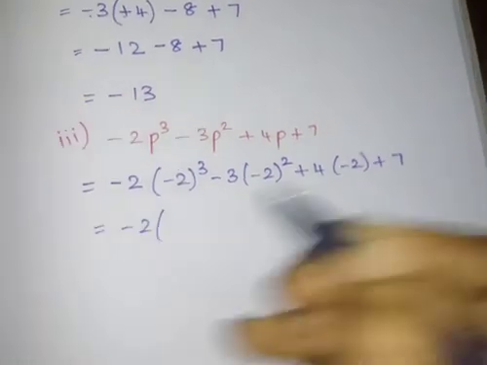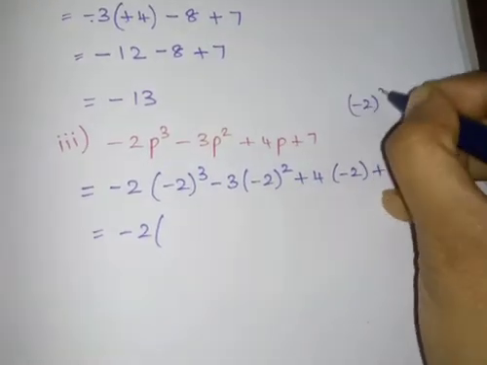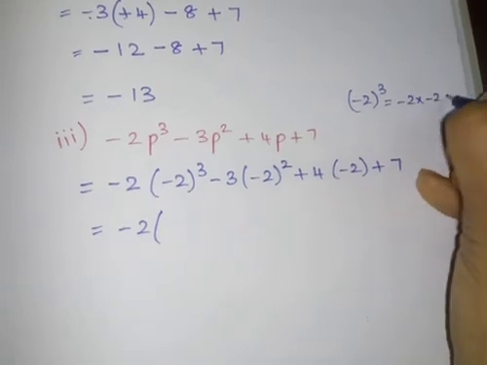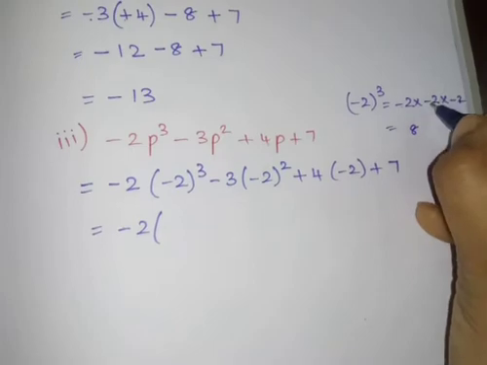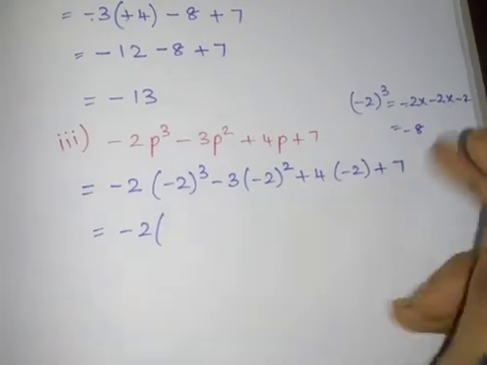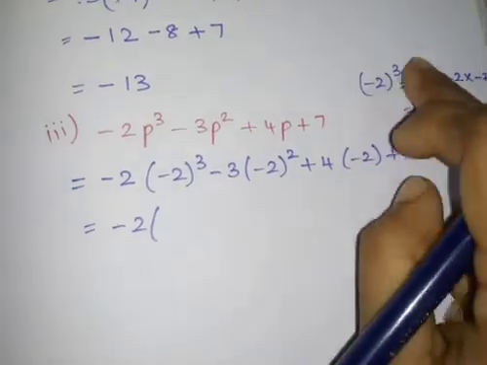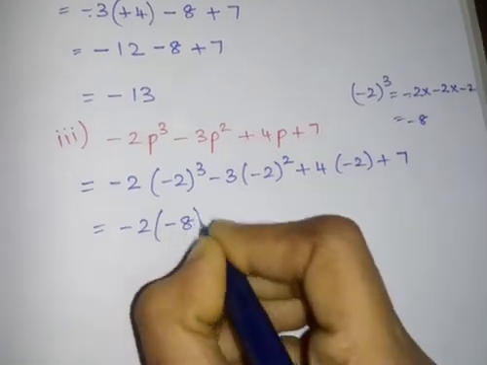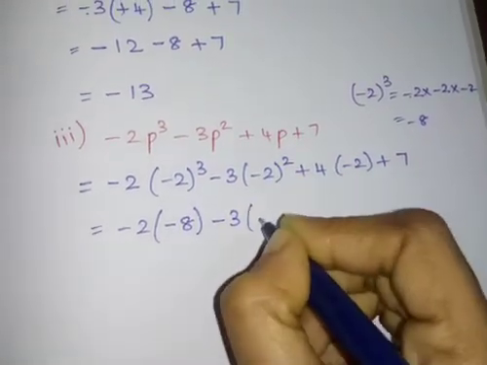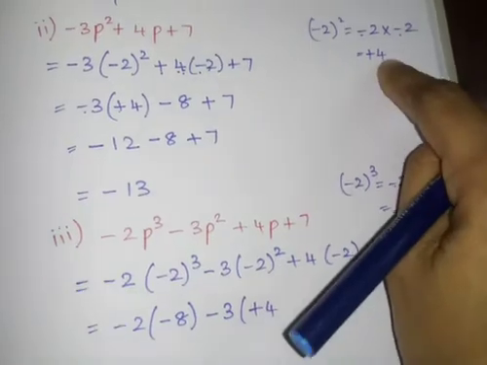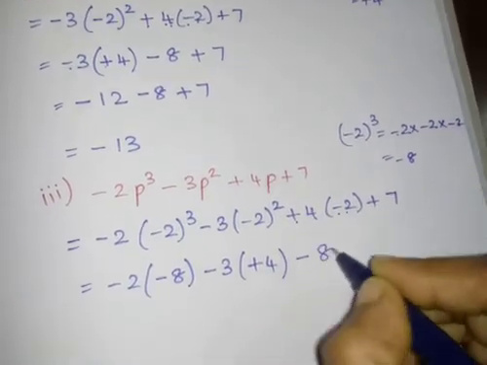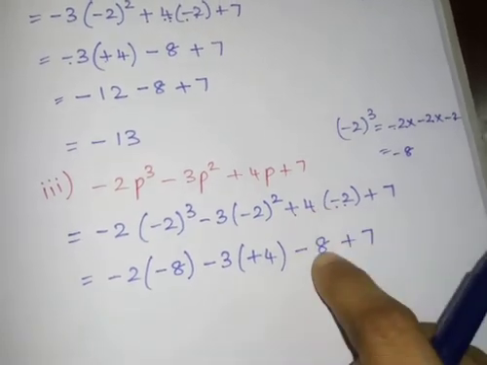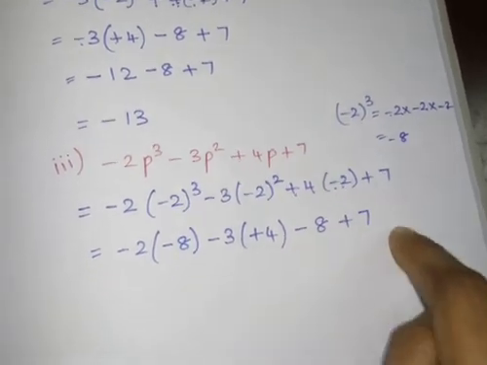What is minus 2 the whole cube? Minus 2 into minus 2 into minus 2. 2 2s are 4, 4 2s are 8. Minus into minus is plus, plus into minus is minus. So minus 8 is the minus 2 the whole cube answer. Minus 8, minus 3 into plus 4, because we already found that, plus 4, plus into minus is minus, 4 2s are 8, plus 7.